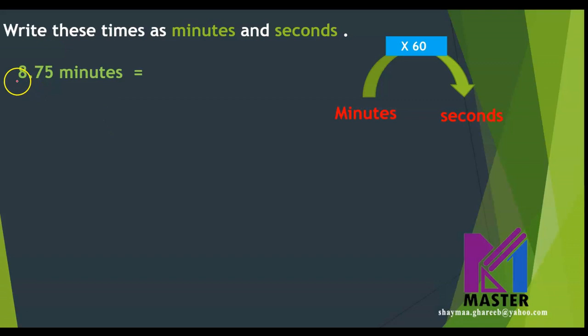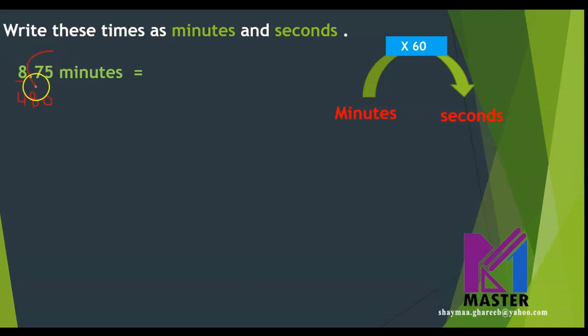Let's do the first part of the time, which is 8 whole minutes. 8 minutes, how many seconds are there in 8 minutes? So 8 times 60, which is 480. Let's write it here, 480 seconds are there in the 8 minutes.